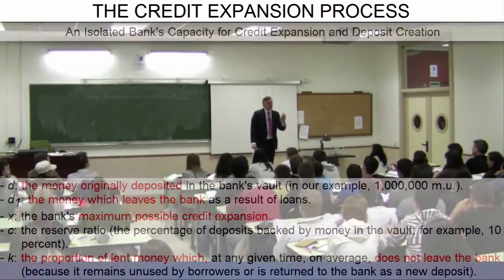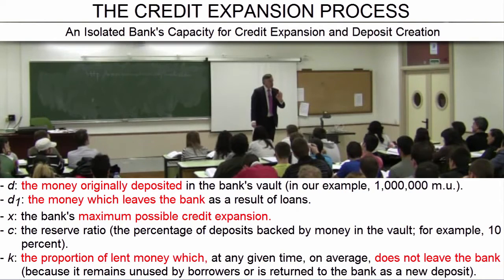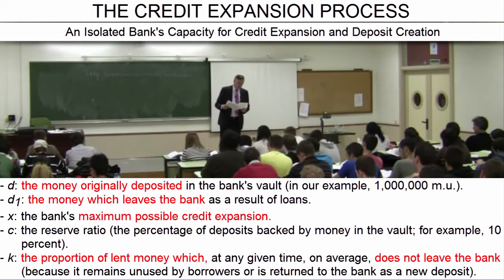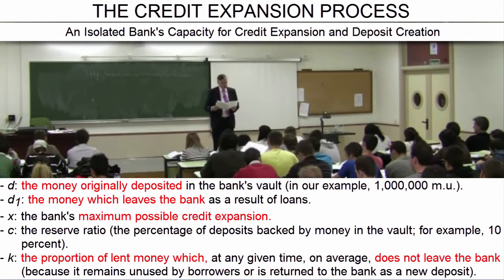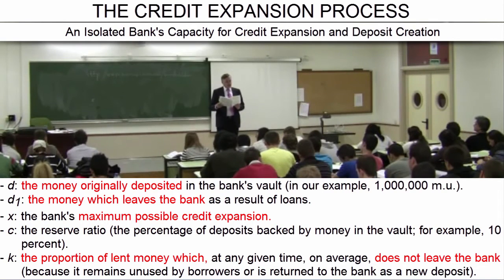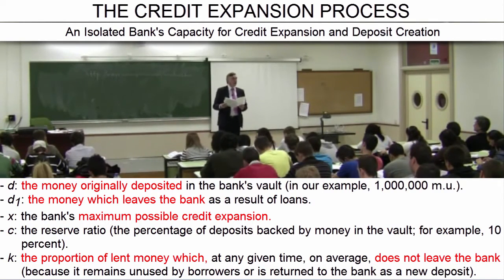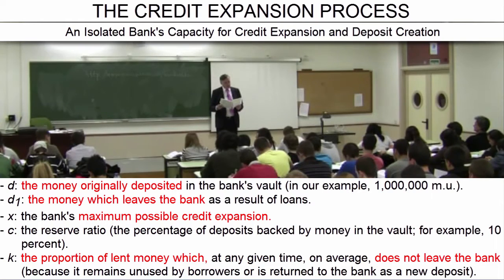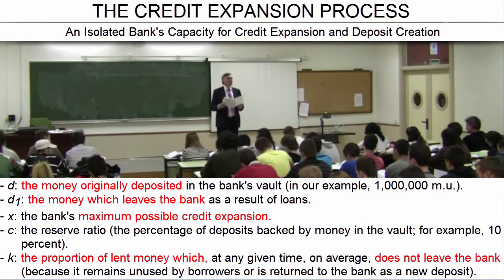What are D and D1? They are the original deposits, while X is credit expansion. E is the reserve ratio, which we are supposing in these examples is 10%, and K is the proportion of loan funds which, at any particular time, on average, borrowers leave unused.